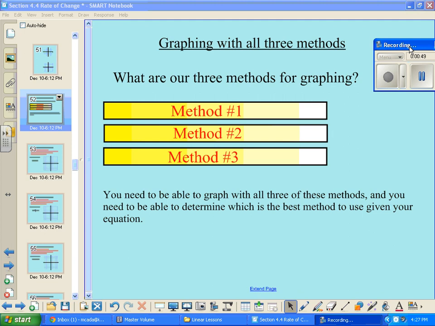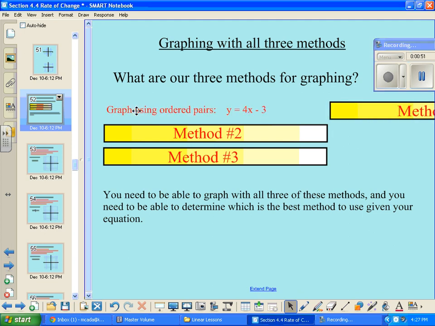The first method, method number one, as I'm calling it up here, that we learned how to use was graphing using ordered pairs. Maybe some kind of equation set up like the one I have up here, y equals 4x minus 3. What we would do is we'd make an xy table, and we plug in 0, 1, and 2 for x to find three different ordered pairs, and once we've got those three ordered pairs, plot them on the grid, make a graph of the equation. So that was method number one we used to find our graph.